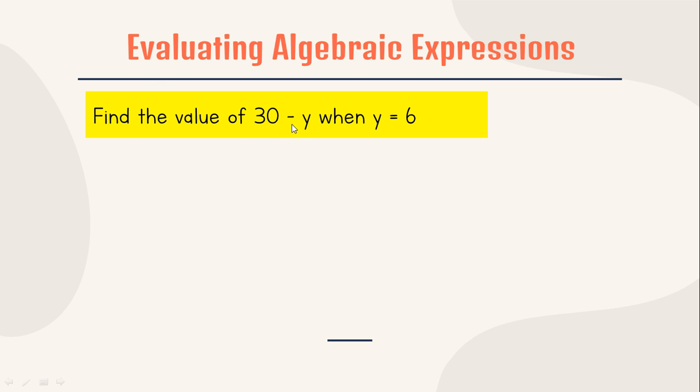So find the value of 30 minus y when y equals 6. Once again, let me remind you, this y equals 6 is the condition given. This is what we call the condition. So 30 minus y and y equals 6. Y is 6, so we're going to change this y into 6. So 30 minus y actually is 30 minus 6. So 30 minus 6 is kind of easy, right? Of course, the answer is 24. How is it? Getting easier, right?